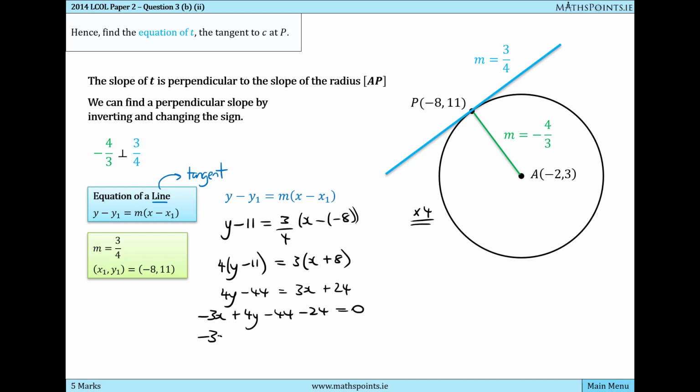We'll simplify the number terms, so −3x + 4y − 68 = 0. And an optional step is to multiply across by −1 so that our x term is positive. So 3x − 4y + 68 = 0. And this is the equation of the tangent to the circle C at the point P (−8, 11).